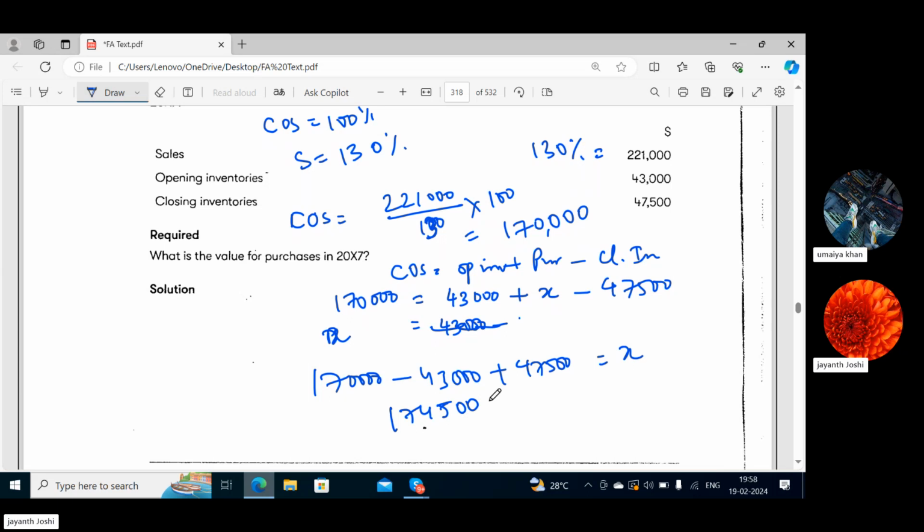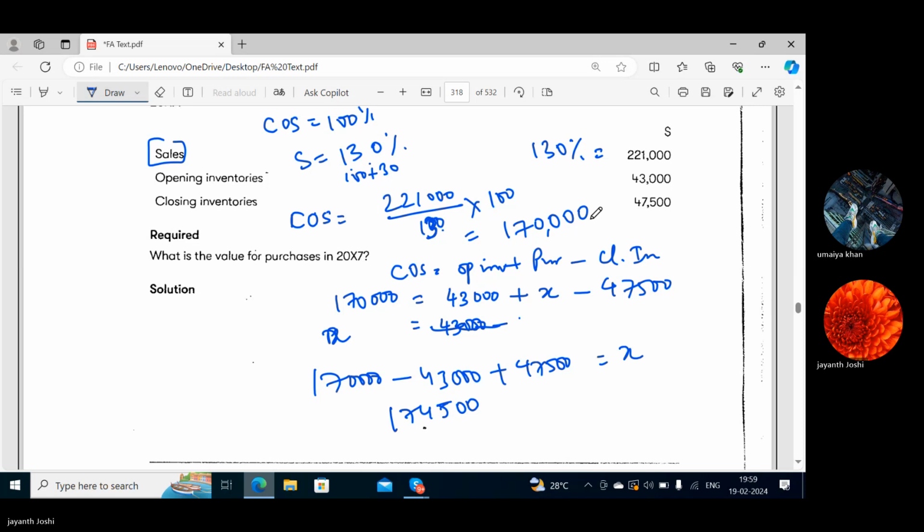Is it understood? No, ma'am, can you please repeat it again? See, the information, sales figure, is given. And when we say markup, we have to take cost of sales as 100%. So definitely sales will be cost of sales plus markup, that is 100 plus 30, 130. So when 130 is 221,000, we can find the cost of sales figure. That will be 221,000 divided by 130 into 100, which makes it 170,000.